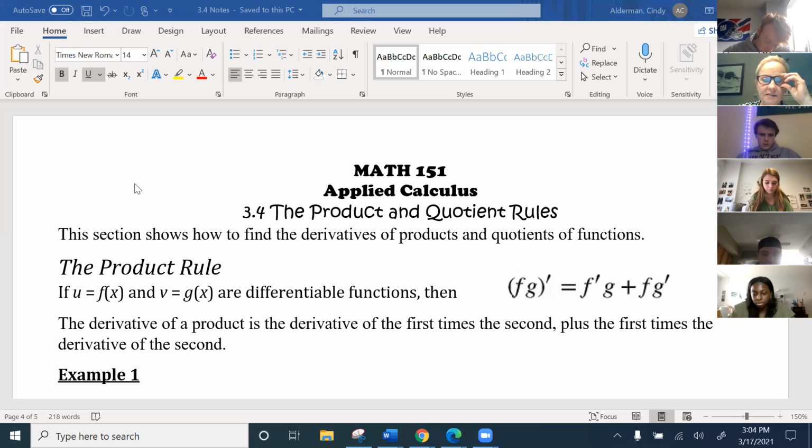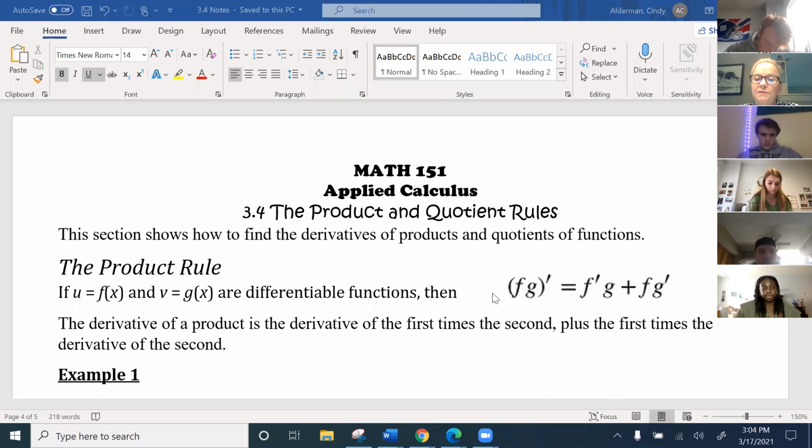So we're going to get started on some other rules. One is called the product rule and the other one is called the quotient rule. And it basically tells you what to do if you have a product, like one thing multiplied by another thing, and you want to take the derivative of that expression, or if you have a quotient, right? So if you have a fraction and you want to take the derivative of a fraction, you can't just take the derivative of each thing. You can only do that with addition and subtraction.